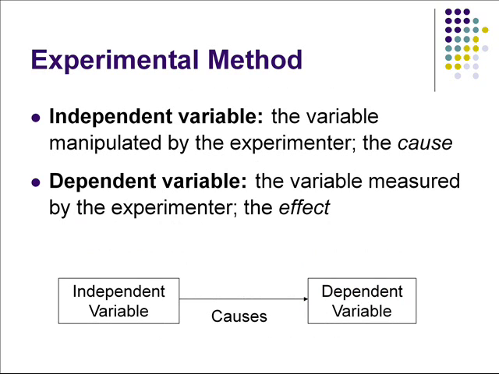The variable we think is the cause is called the independent variable. This is the variable that is manipulated in the study. The variable that is the effect is known as the dependent variable because it depends on the causal variable. The dependent variable is measured.